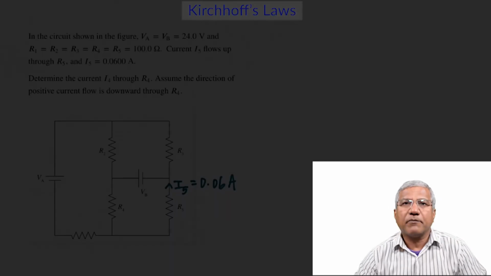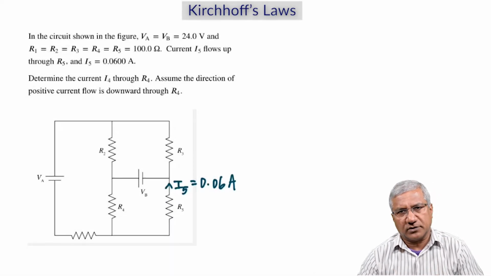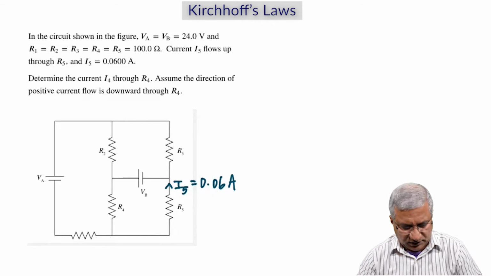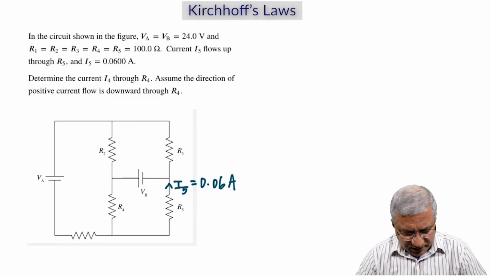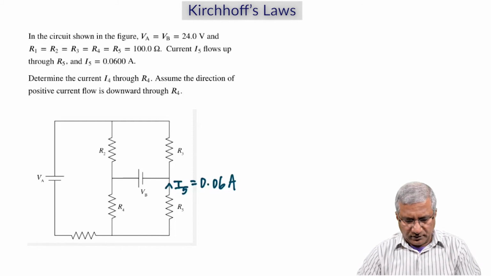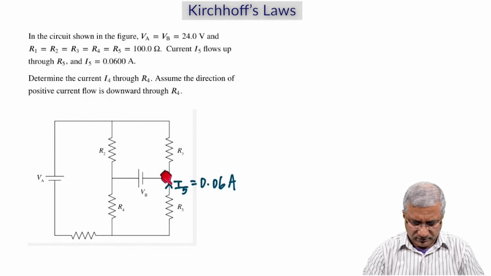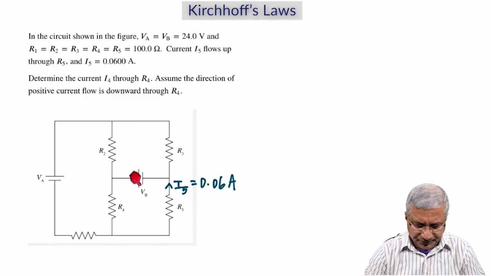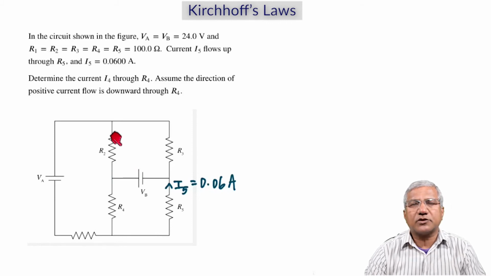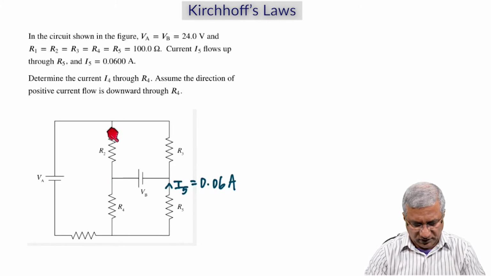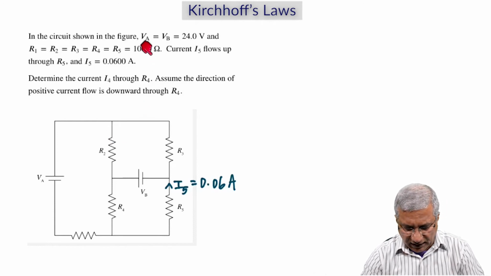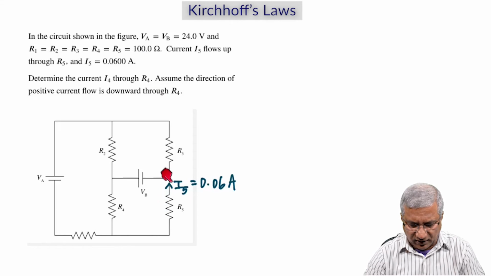So this question makes use of Kirchhoff's laws in order to find the values of current and voltage. So let's look at it. The question says, in the circuit shown in the figure, VA is equal to VB is 24 volts. So both of these have batteries of 24 volts. R1 is equal to R2 is equal to R3 is equal to R4 is equal to R5. All the resistances are equal, and they have a value of 100 ohms. And then to make it easier, they say the current I5 flows up through R5. Its value is 0.06 ampere.